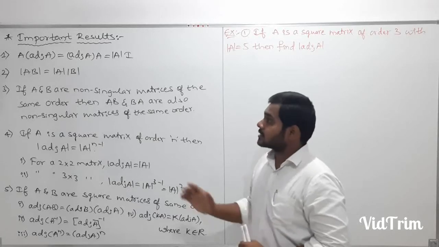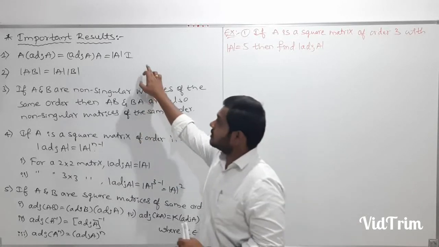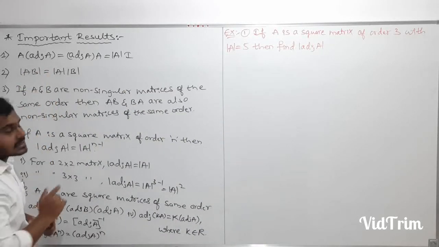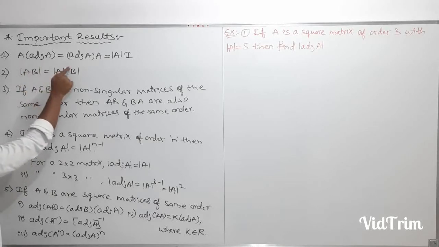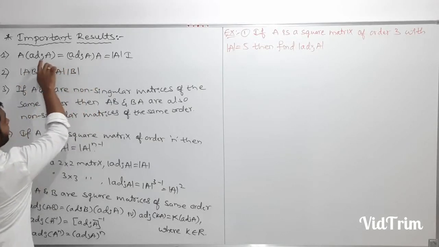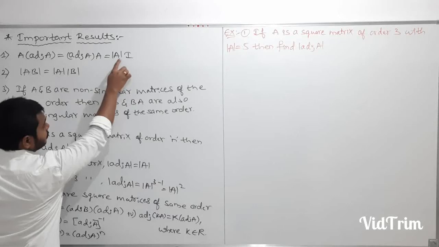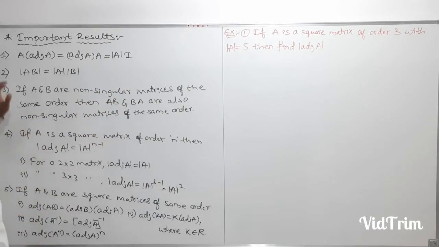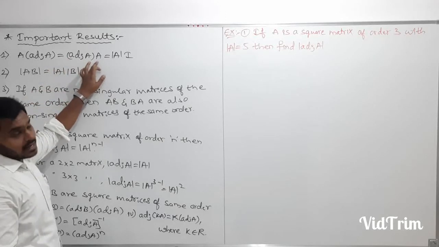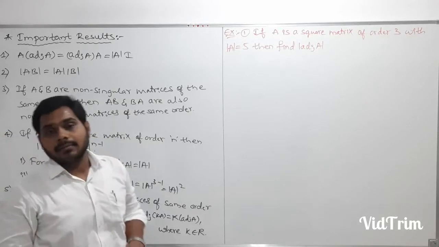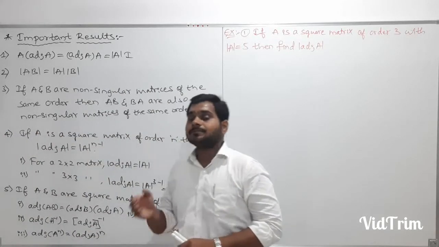The first result I discussed, my students, is that if A is any square matrix, then A into adjoint of A, or adjoint of A into A, is equal to determinant of A into I, where I is the identity matrix. This result I proved in the previous videos.